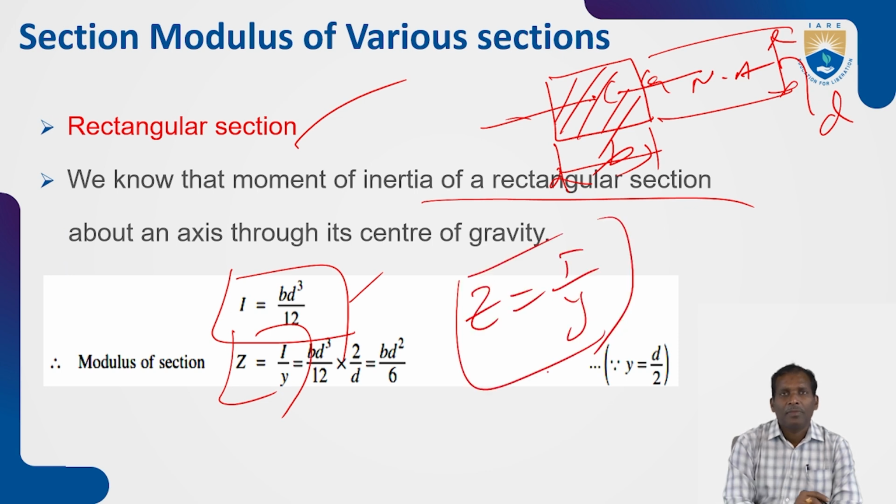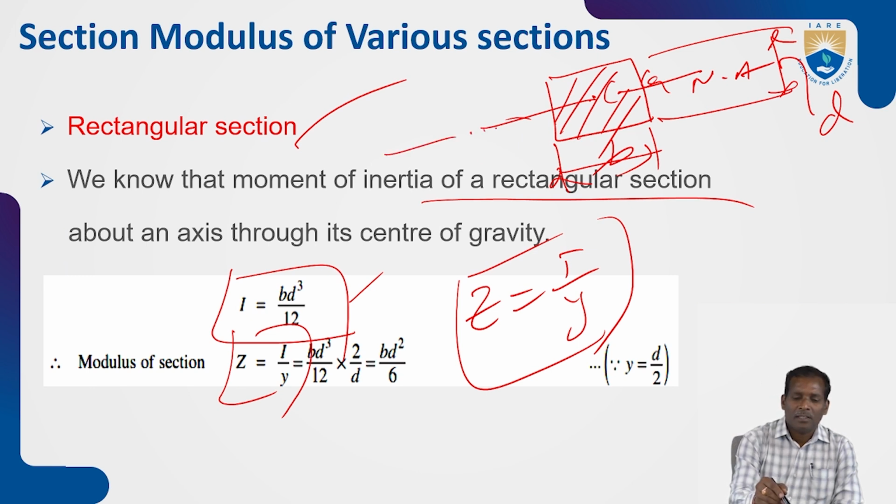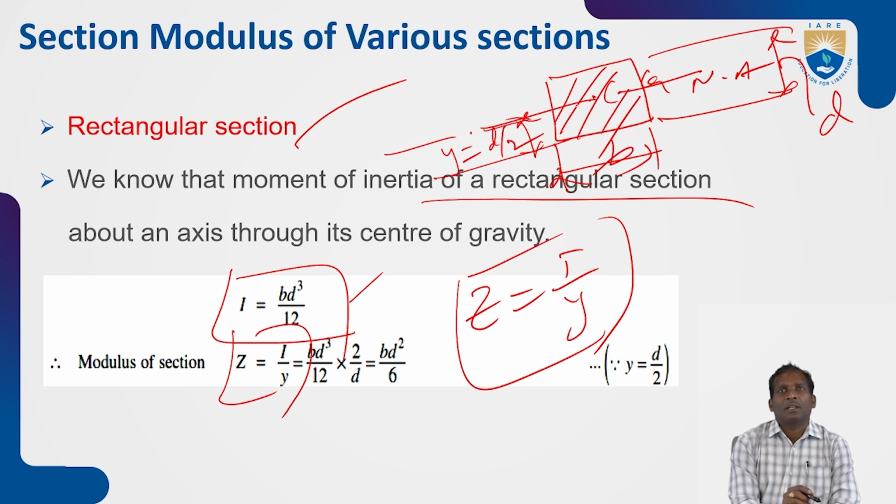I by Y. So where I is BD cubed by 12, the Y is the distance of the cross section from its neutral axis. So here the center of gravity axis and the neutral axis coincide. So the distance is y. So what is the distance here? D by 2, half of the depth, the height of the section, D by 2.